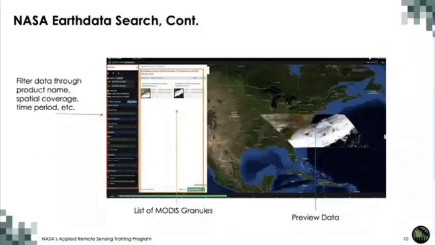In the next slide, I did a spatial and temporal filter of a surface reflectance product, and a small preview map shows up on the eastern part of the United States.